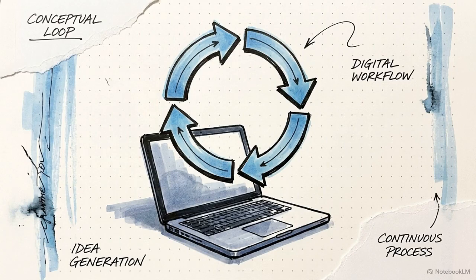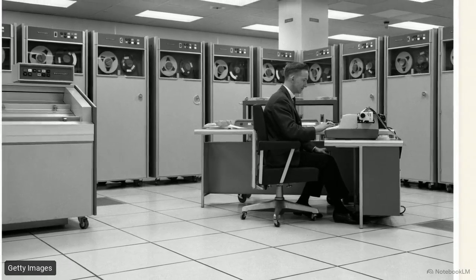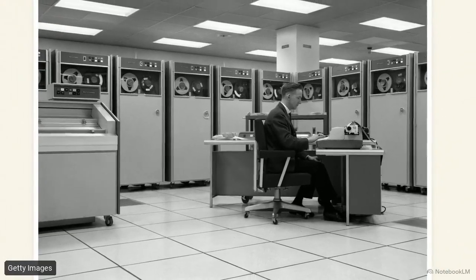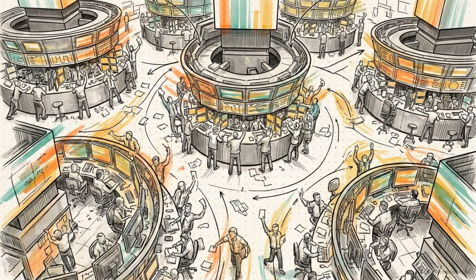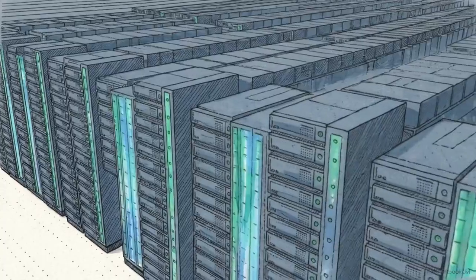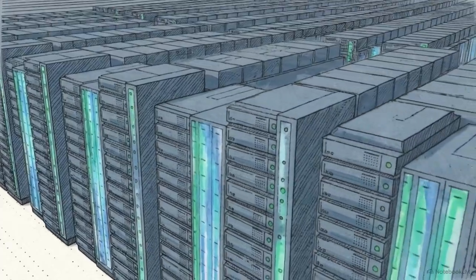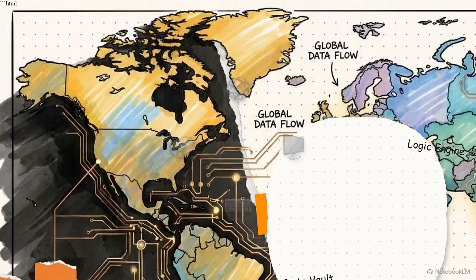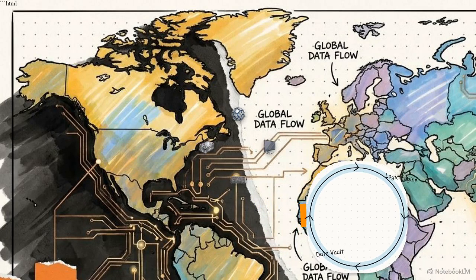So what happens when you take that four-step universal loop and scale it up? You start with microcomputers, the laptops and PCs designed for individual use. Scale that up slightly, and you get mini-computers, which manage data for entire teams. Push the scale further, and you enter the realm of mainframes. These massive architectural systems handle millions of simultaneous transactions, like processing the global stock market in real time. Beyond those are supercomputers, massive arrays running trillions of calculations every second to sequence human DNA or model global climate systems. Despite the staggering difference in physical footprint, the fundamental input-to-output logic remains identical across every single one.